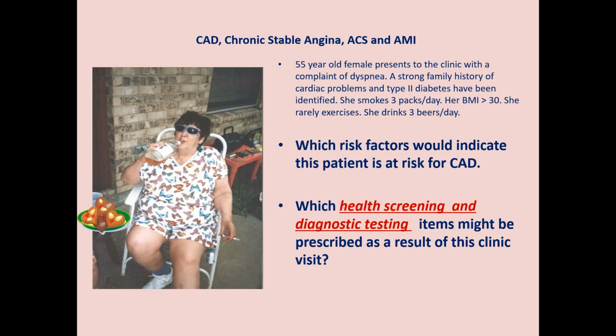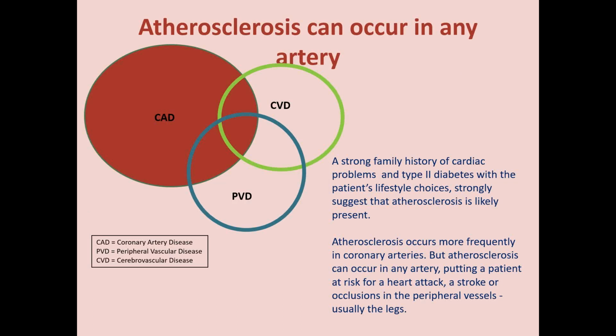So when we go back to our subject, a 55-year-old female presents to the clinic with a complaint of dyspnea. She's got a strong family history of cardiac problems, and type 2 diabetes has been identified. She smokes 3 packs a day. Her BMI, or body mass index, is greater than 30. She rarely exercises, and she drinks 3 beers a day. So which risk factors would indicate this patient is at risk for CAD, and which health screening and diagnostic tests might be prescribed as a result of her visit to the clinic?